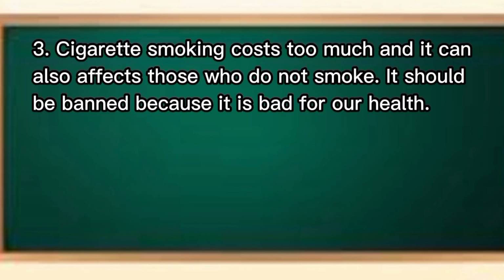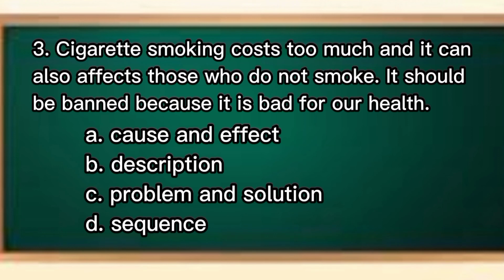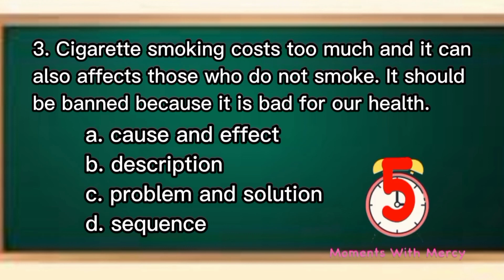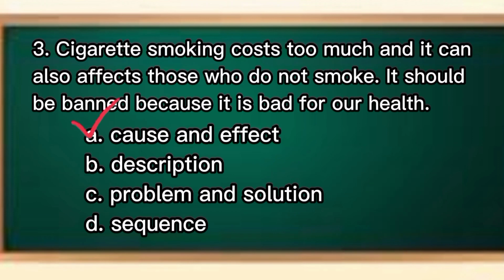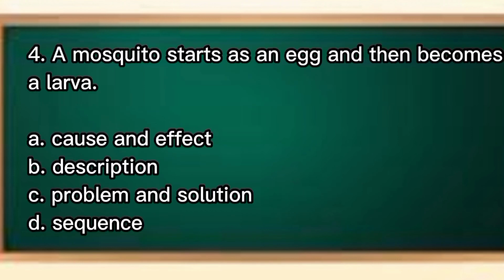Description. Number 3. Cigarette smoking costs too much and it can also affect those who do not smoke. It should be banned because it is bad for our health. A. Cause and effect. B. Description. C. Problem and solution. D. Sequence. What is your answer? Very good. The answer is letter A. Cause and effect.